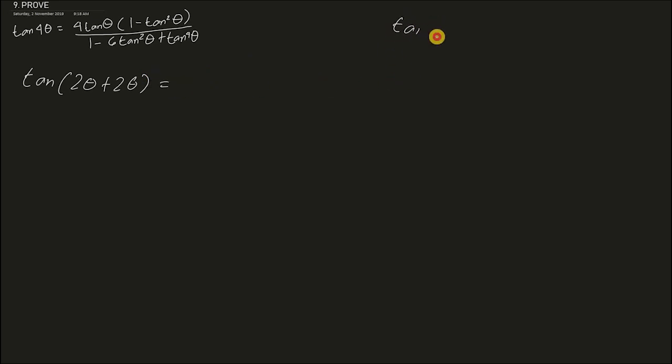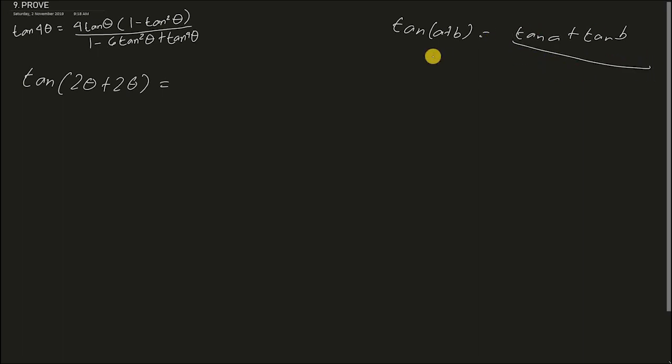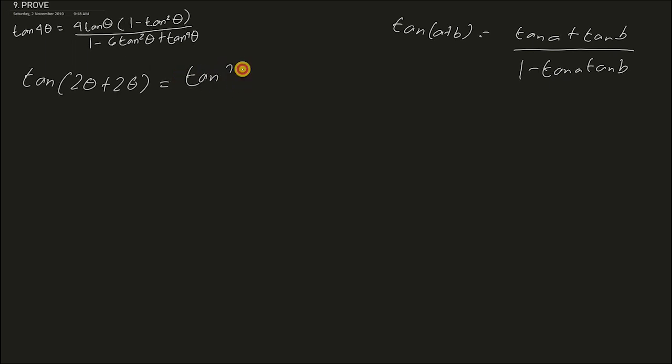Take note that when we have tan A plus B, that's equal, guys, sa tangent A plus tangent B over 1 minus tangent A times tangent B. Alright, so isubstitute natin yung mga values dyan. This would be tangent double theta plus tangent double theta over 1 minus tangent double theta times tangent double theta.